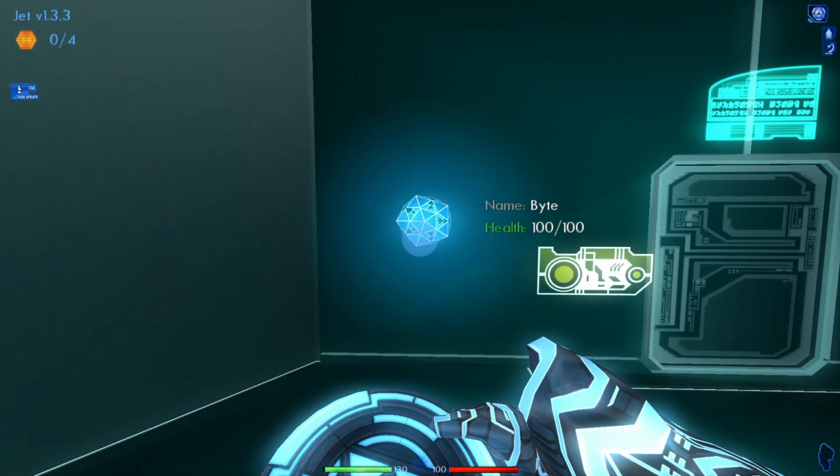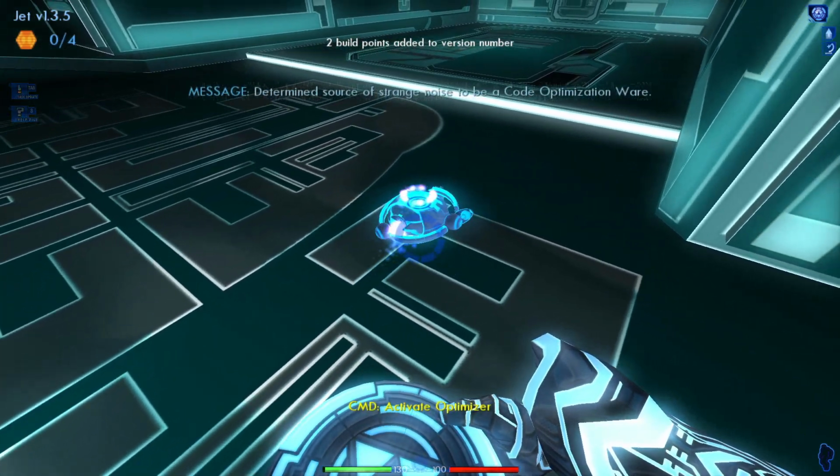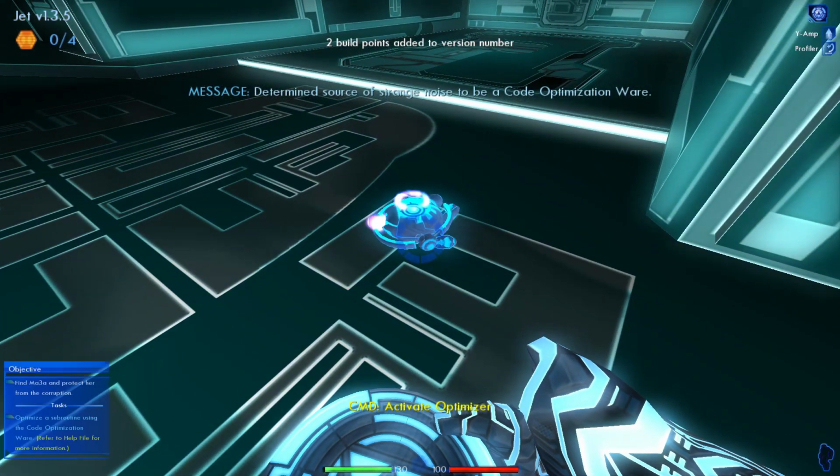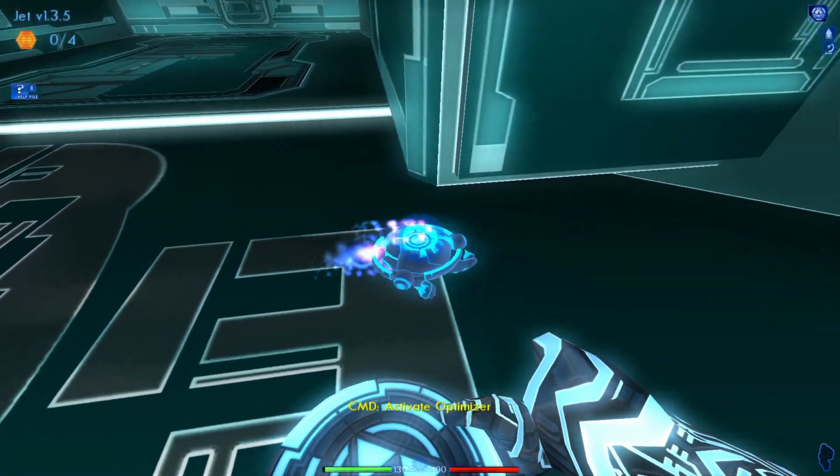Strange little creature. What are they? That is a code optimization-ware. They graze on excess code. Activating one allows you to optimize a subroutine up one level.